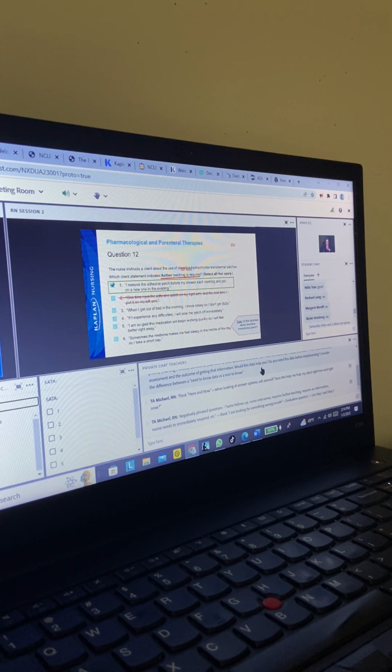That's good, because antihypertensive meds can cause orthostatic hypotension, which increases the risk for falls. So 3 is good, and I'm looking for something wrong. Number 4, "If I experience any difficulties, I will take the patch off immediately." There's the strong word again.